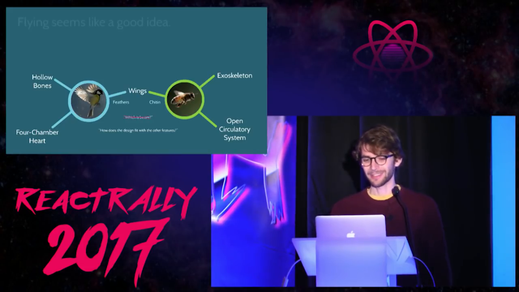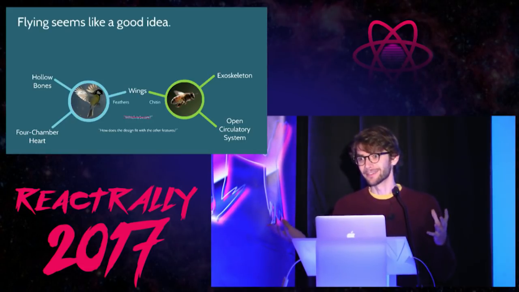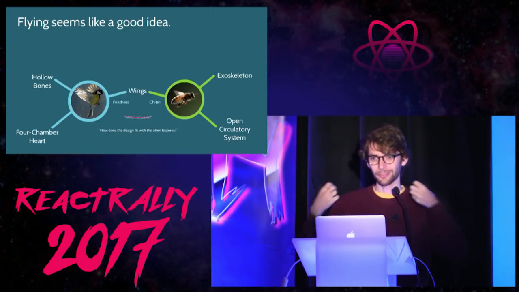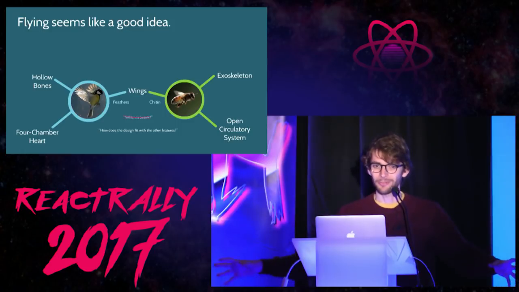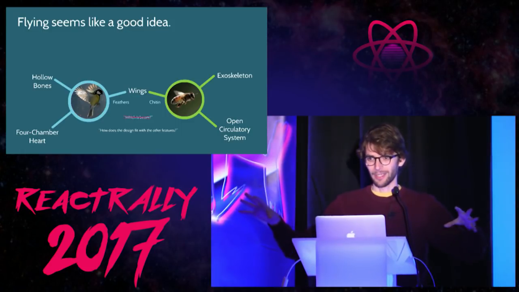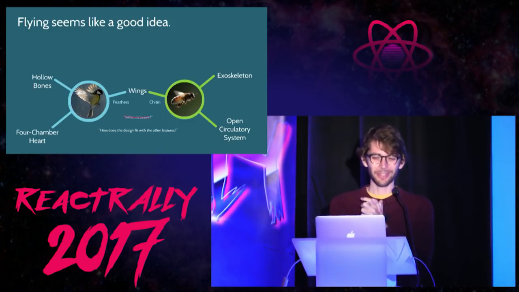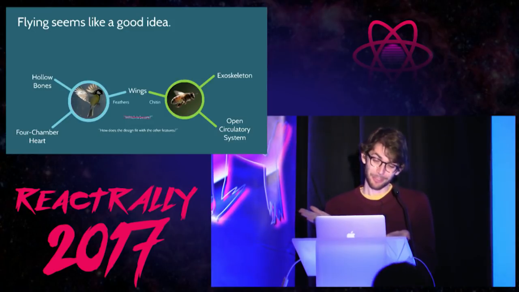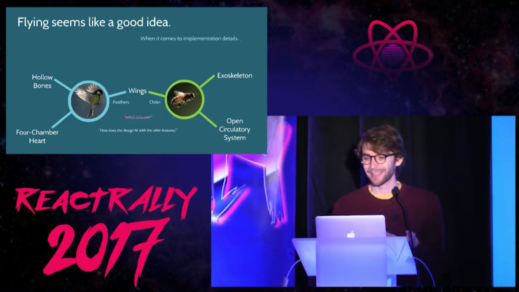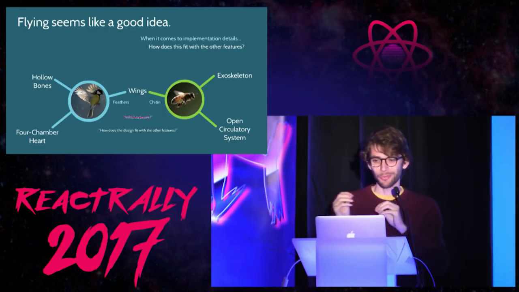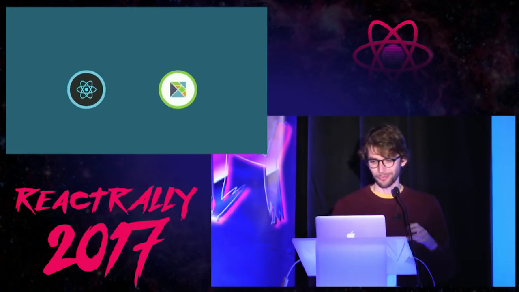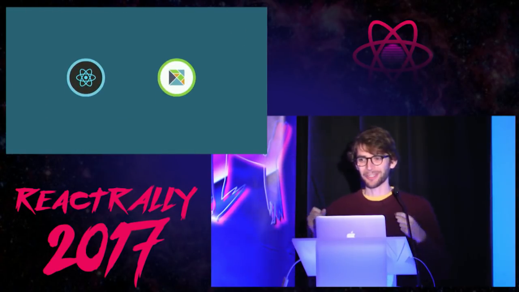The big point here is that flying seems like a good idea. And the fact that these two creatures came to the same conclusion in these totally different ways with these totally different other feature sets suggests flying is pretty neat. And so when it comes to the implementation details, I prefer to ask, how does this fit with the other features rather than who did flying best? So with that context, we're going to try to do a similar thing with React and Elm.